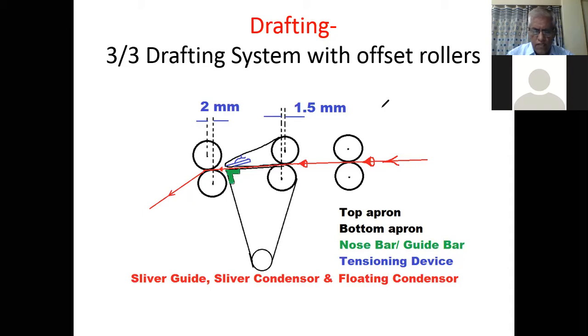So the total draft is calculated with the help of the formula: surface speed of front roller divided by surface speed of back roller. This formula will give us the total draft, which is 10 or 12. This draft is applied in 2 zones, in back zone and front zone. For simplicity, we can assume that if draft in the back zone is 2, then the draft in the front zone is 5, so that total draft is 10.